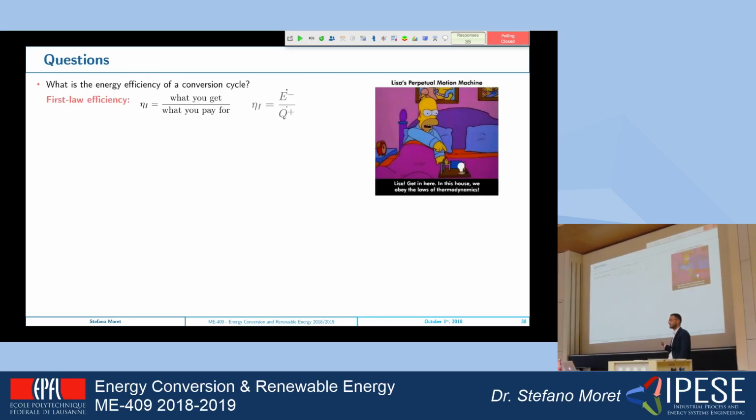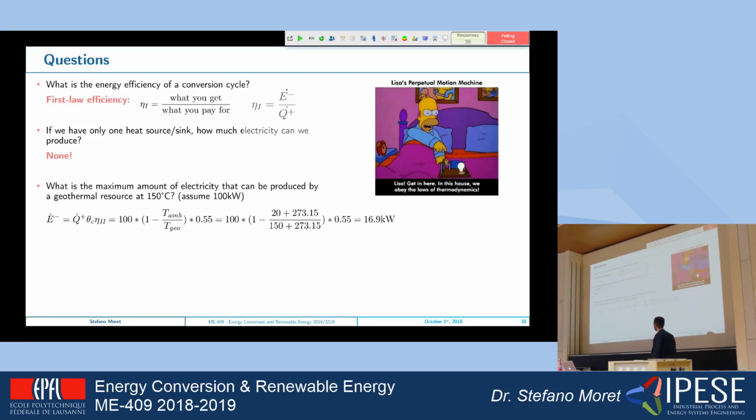So going back to the question that I had posed at the beginning of the lecture, if we want to answer what is the energy efficiency of a conversion cycle, we use the first law efficiency. Okay? So we compare what we get to what we spend. The second one, if we have only one heat source and sink, how much work can we produce? We can produce no work, and that is what the second law of thermodynamics tells us.